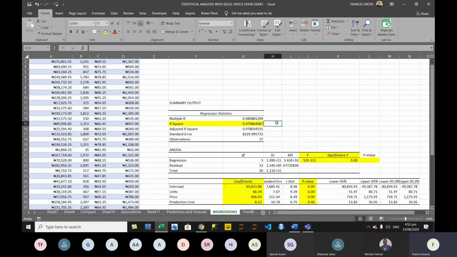Then again, to check if your model is significant, we use this F value. Okay, and if your F value is less than 0.05, it simply means that these variables, money and women, collectively have a significant impact on a man's happiness. Okay, so that's basically the interpretation of your regression results.